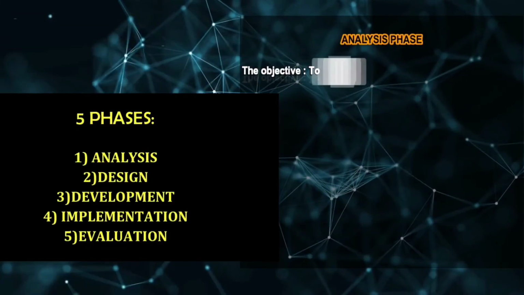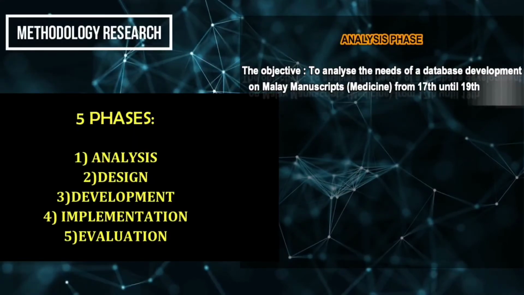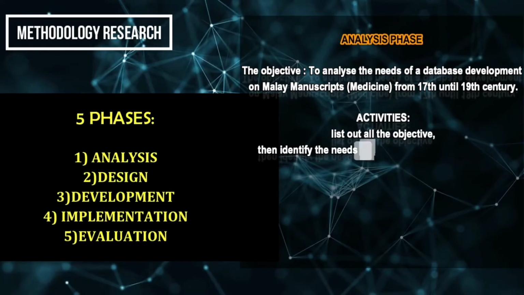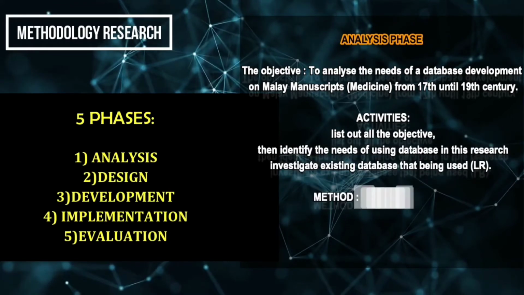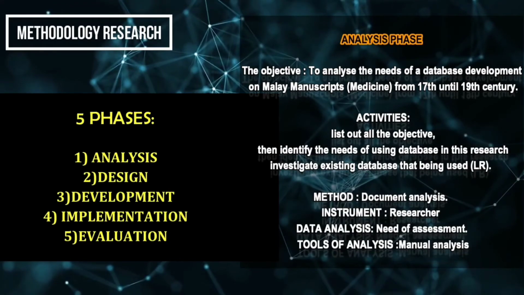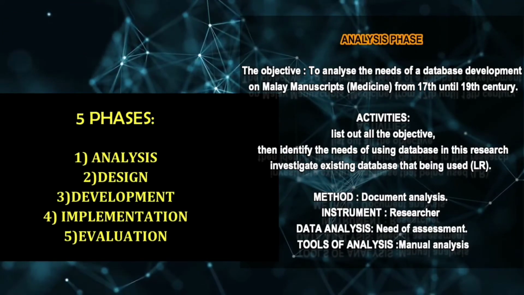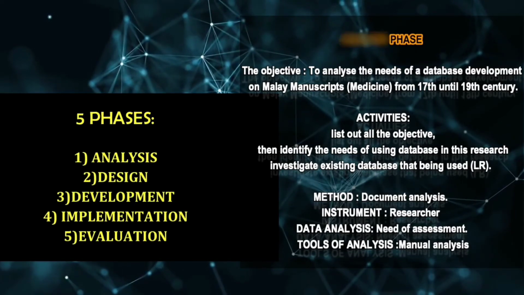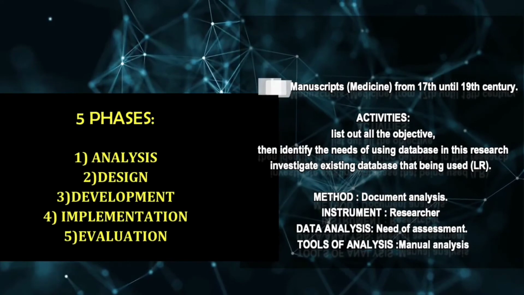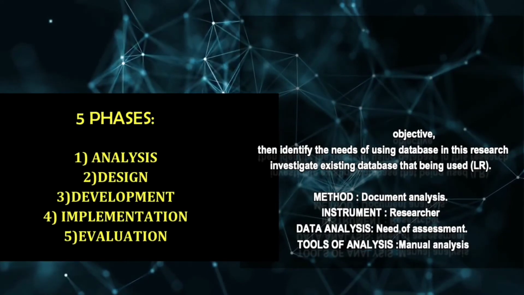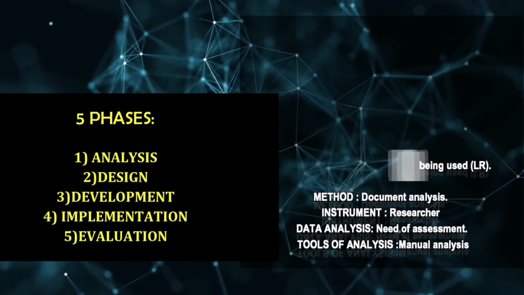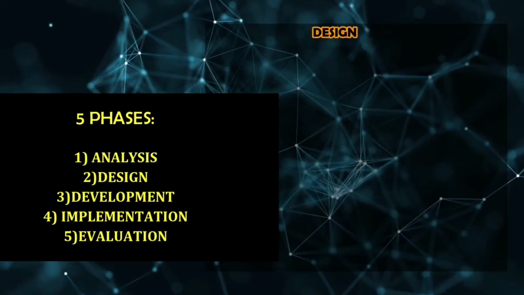The first one is the analysis phase. Okay, the objective is to analyze the needs of database development on Malay manuscript medicine from 17th until 19th century. There are three activities. The first one is list out all the objectives and then identify the needs of using database in this research. And the last one is investigate existing databases that have been used. The method that we use is document analysis, the instrument is us as the researcher, data analysis is needs assessment, and the tool of analysis is manual analysis.